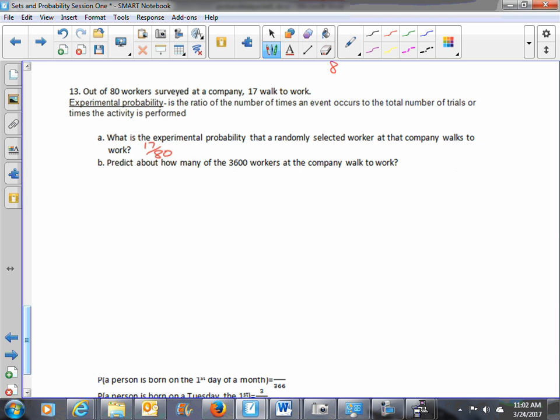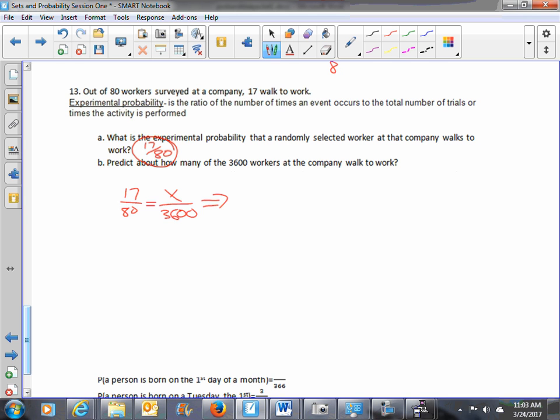Predict how many of the 3,600 workers at the company will walk to work. Well, that's really pretty easy. The ratio of walking to work to workers is 17 over 80. So 17 is to 80 as X walkers is to 3,600.